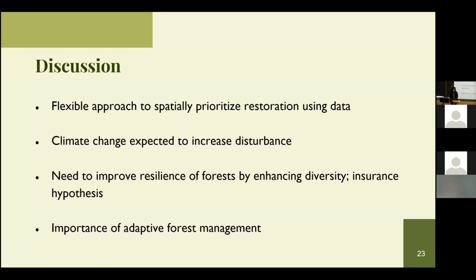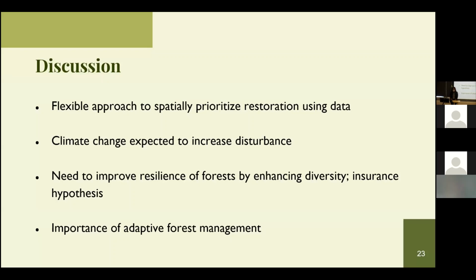Next, I have this point about climate change increasing disturbance. I wanted to really highlight this because EAB is really just one such disturbance. We're expected to get even more. So it really is important to focus on the root of the issue. The root of the issue is really that our forests are in a degraded state. They have a lot of invasive plants and they're not very resilient. This brings me to my 3rd point, which is we really need to improve the resilience of our forests.